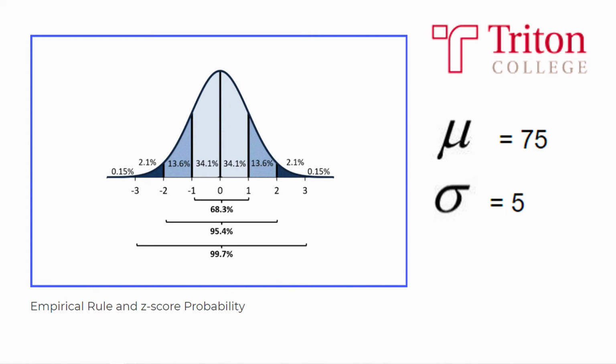75 what? How about just 75? It could be a percent, it could be points. We have 75 units. Again, it really doesn't matter what it is, but we have a mean score of 75. Now, based on that, we took a look at the standard deviation. We came up with a standard deviation of 5.